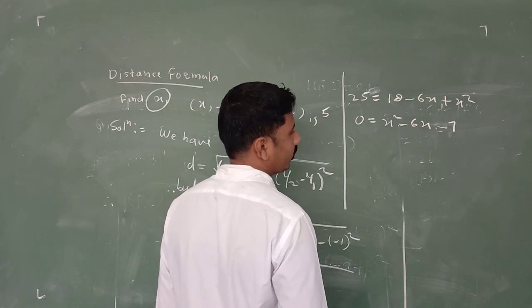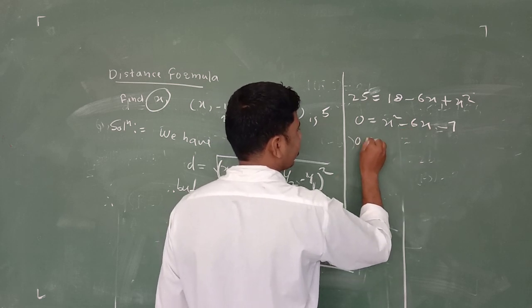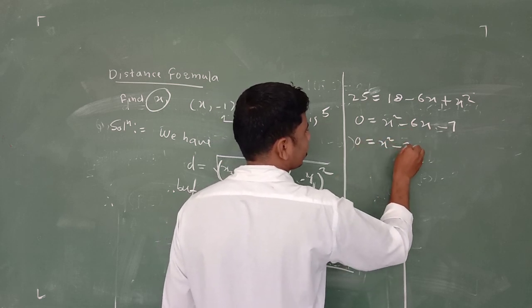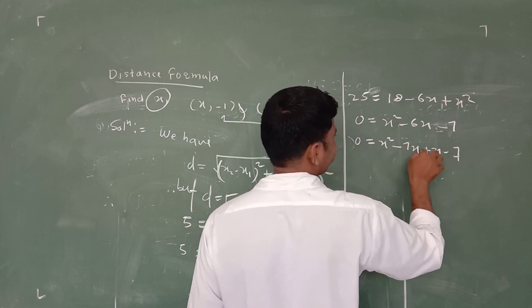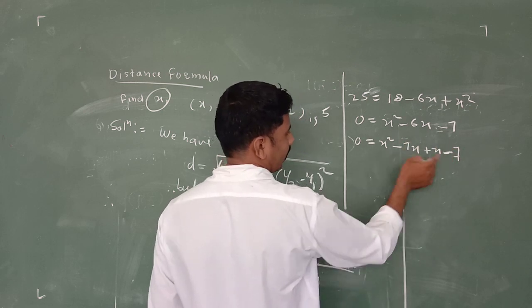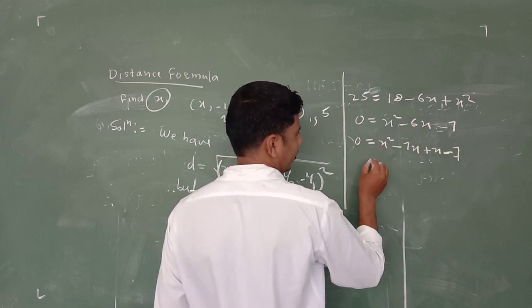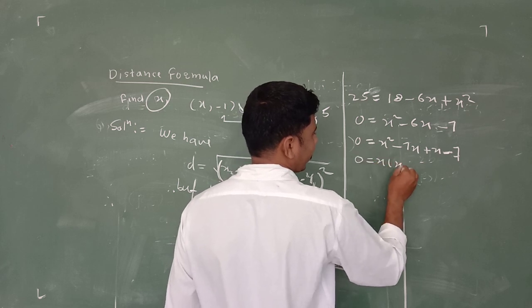That means minus 7 into 1 is minus 7, and the addition is minus 6x. So these two numbers split the middle term: x square minus 7x plus x minus 7. Addition is minus 6 and multiplication is minus 7. Okay? Into 1 we have to also. Here 1 is there. So take x common outside: x into x minus 7.